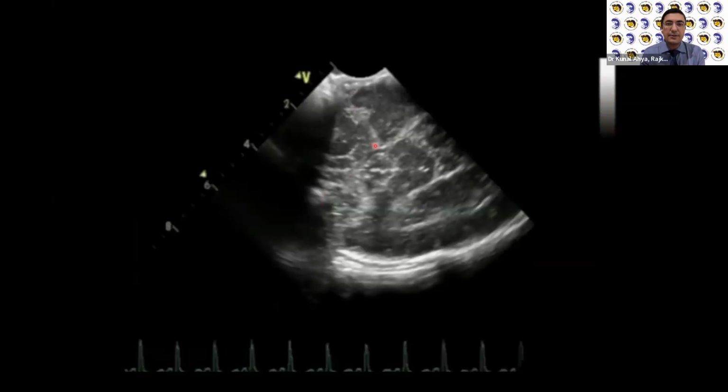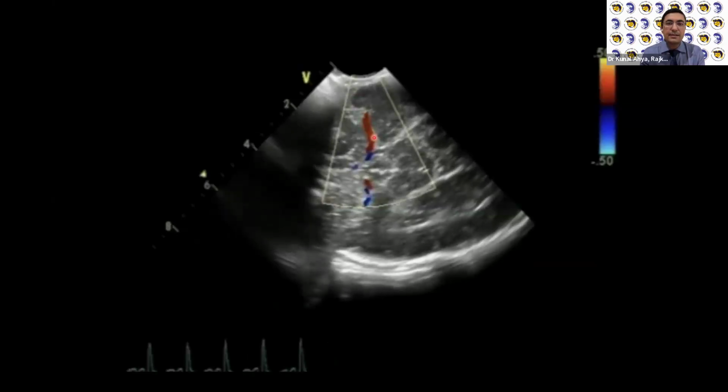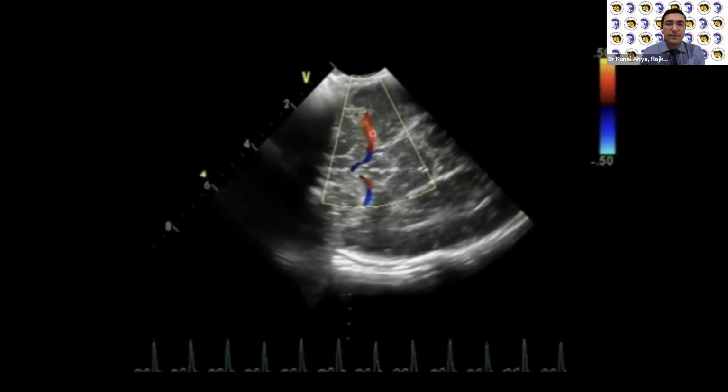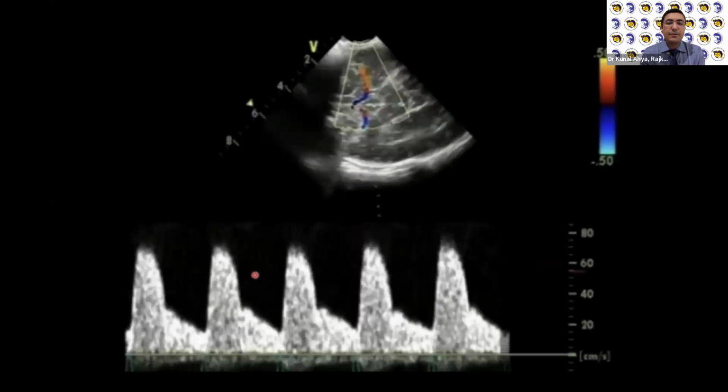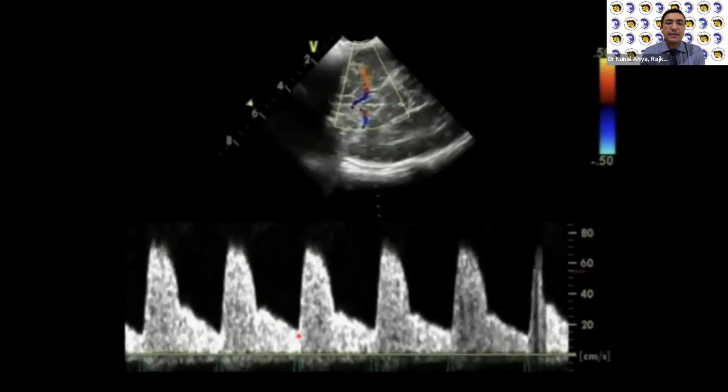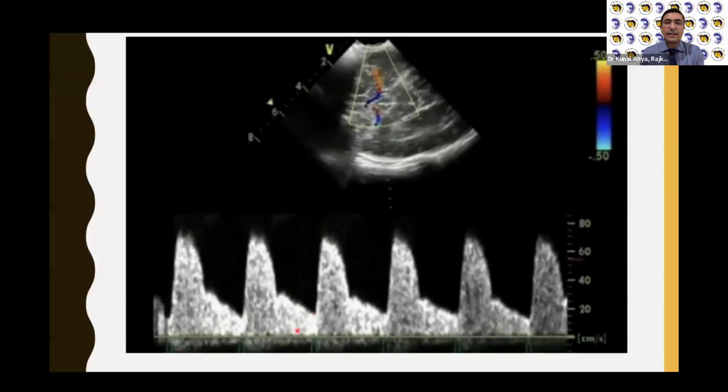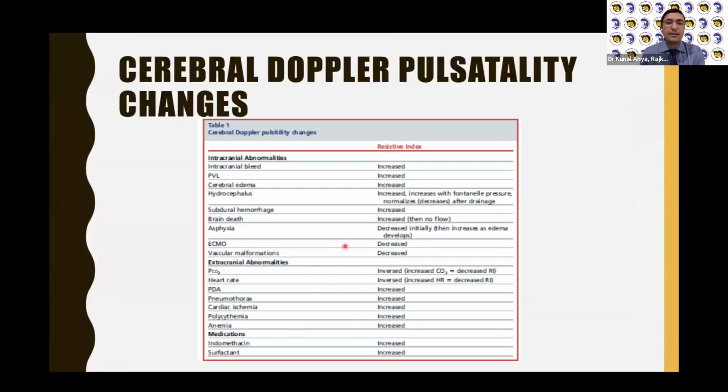So here you can see in the 2D also some pulsatile structure is there. You put the color flow, then you put your pulse wave gate over here and again you press the pulse wave button. And you will be able to see this waveform. Again, you look for the peak systolic and the end diastolic and measure the RI in the structures. So this is a table in which you can see that the RI is increased in intracranial bleed, in PVL, in cerebral hemorrhage, hydrocephalus, while it is decreased in some conditions like your HIV.